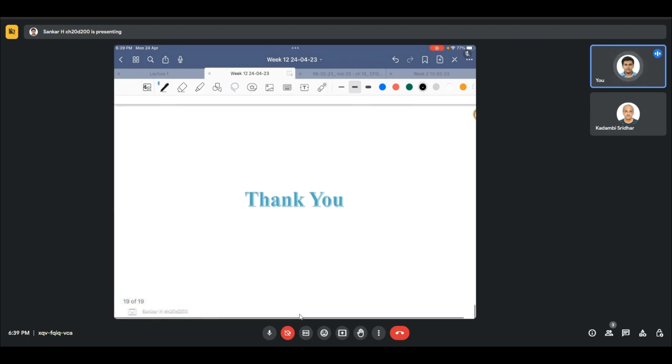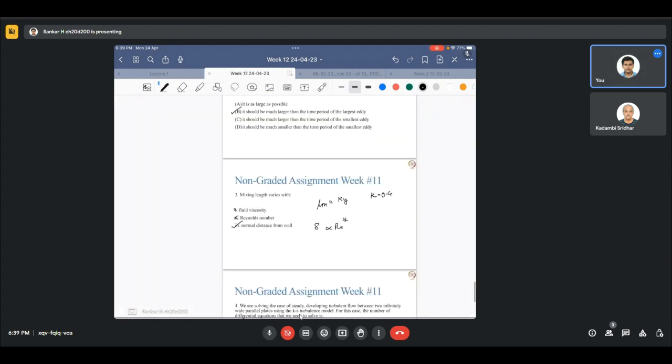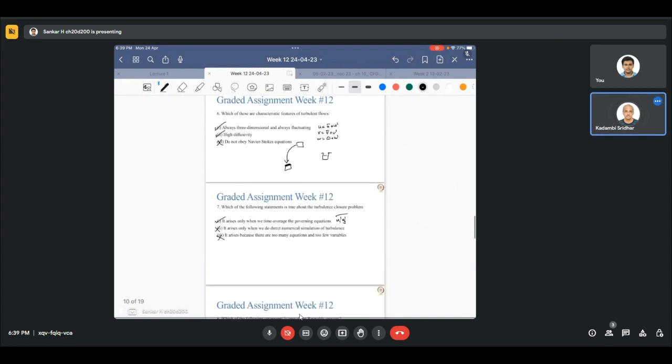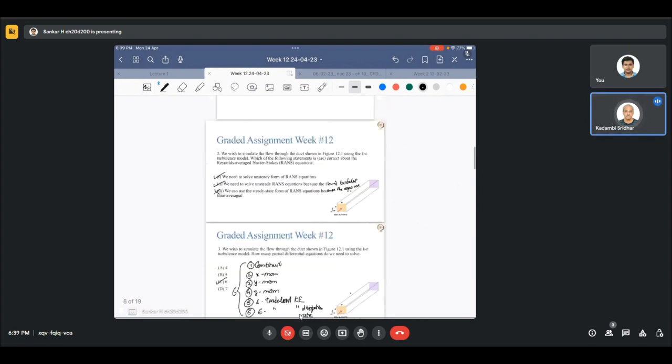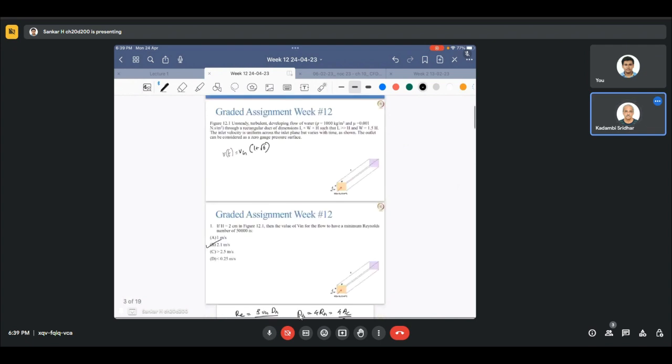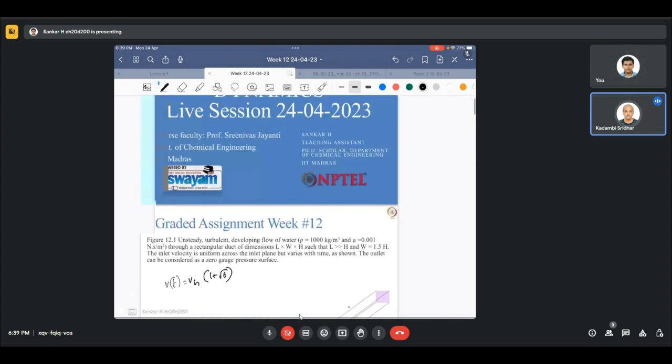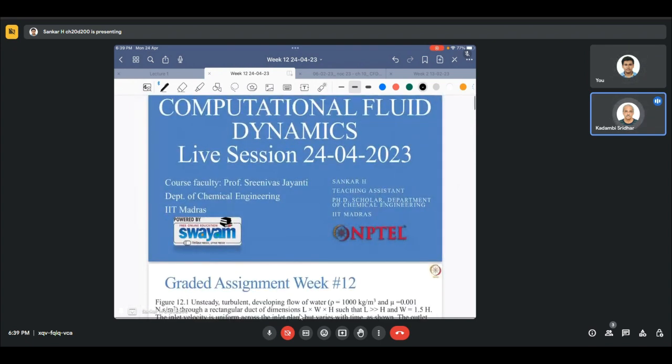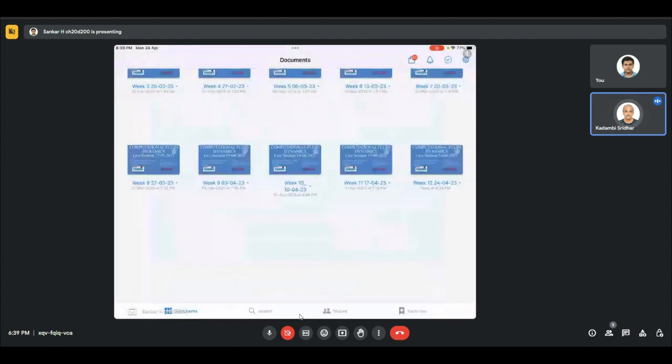For the second week, it was about triangular geometry and discretization of the triangular geometry using the finite volume method to solve such geometries, such as a duct or something.